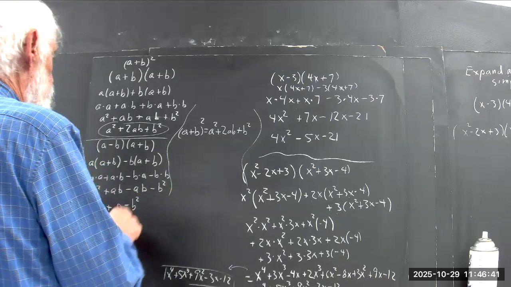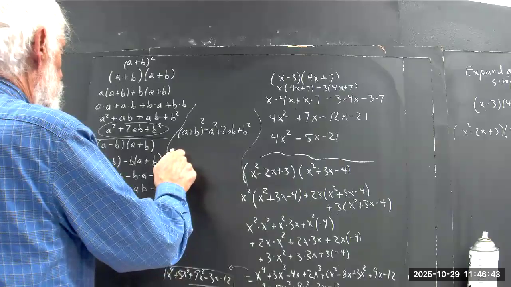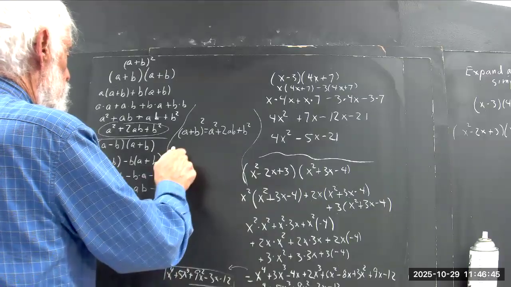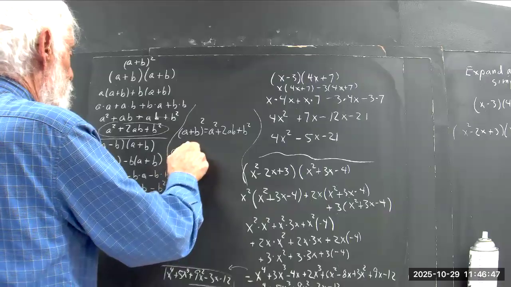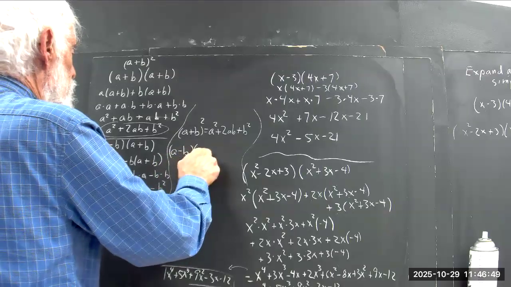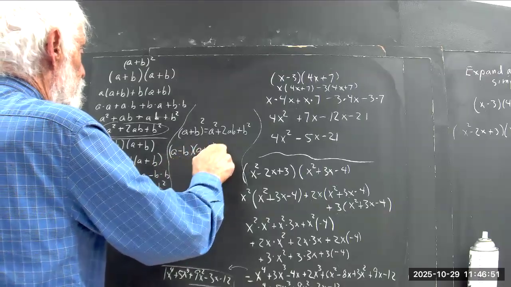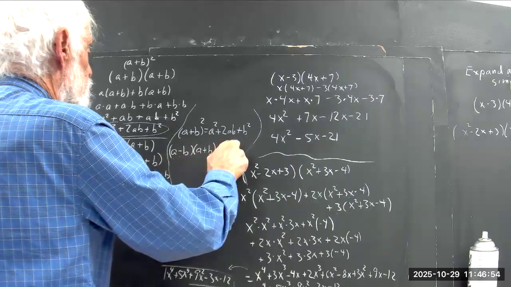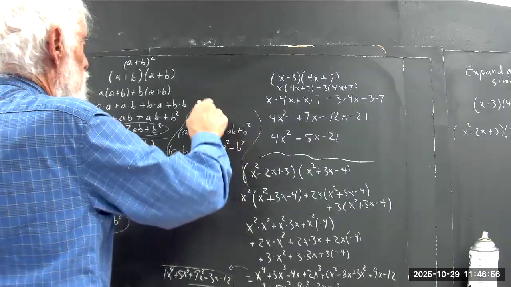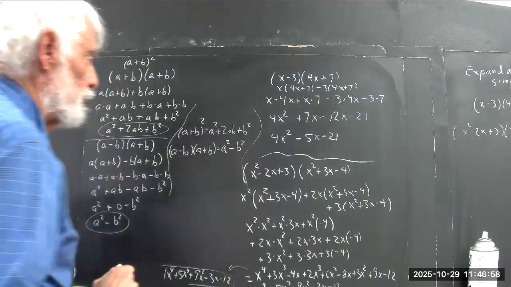And then A minus B times A plus B is just A squared minus B squared.